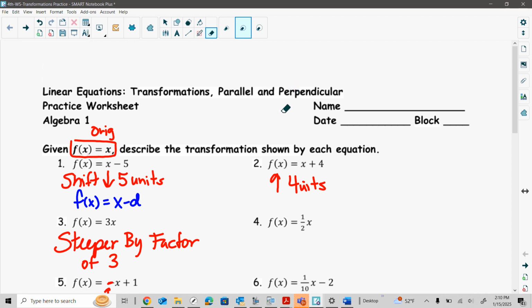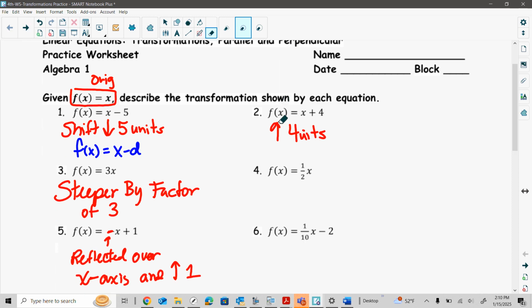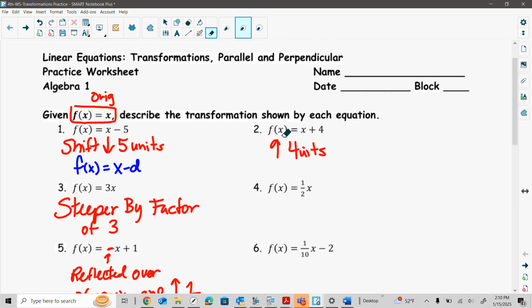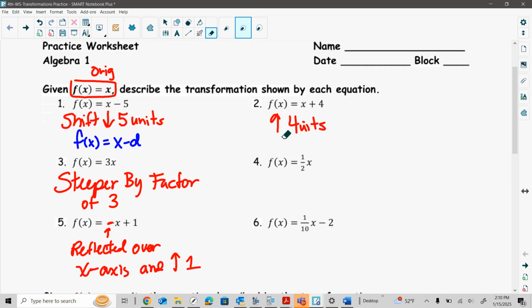Hi guys, this is the worksheet that you have for homework tonight. These are the couple of problems we went over in class. I'm just going to recap each section to make sure you're on the right track.